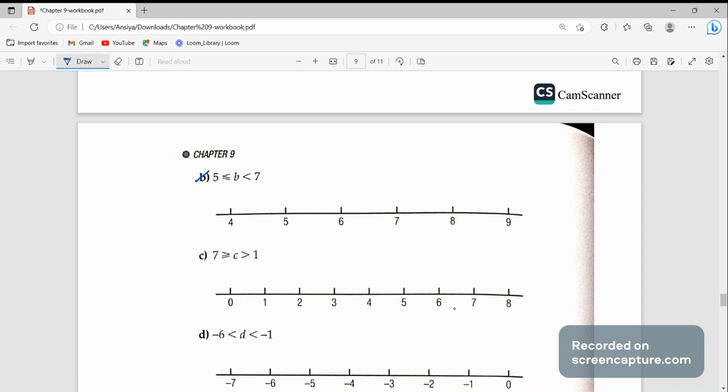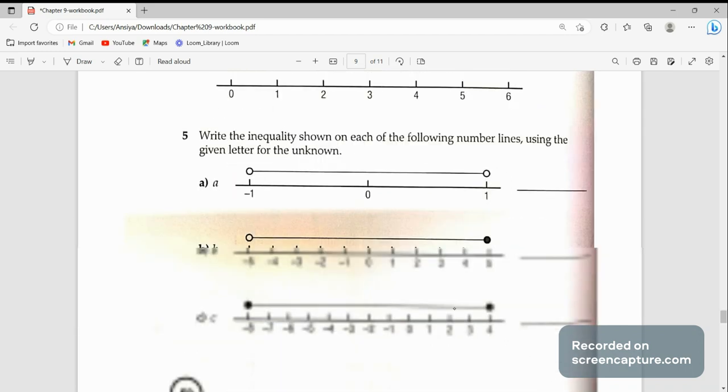Another one. 5 less than or equal to b less than 7. So the value of b is between 5 and 7. Check, is 5 included? Yes, you can see the symbol is less than or equal to. So it's a closed circle, meaning 5 is included. But what about the case of 7? It's only less than 7. So 7 is not included. That should be an open circle there. Like that. Okay? I hope that's clear.